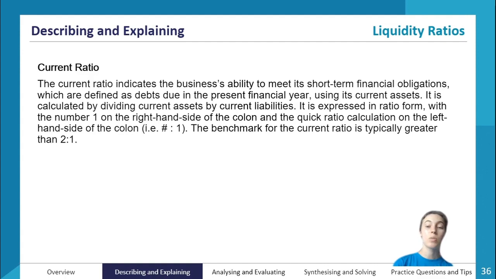The benchmark is typically greater than 2 to 1 for the current ratio. But keep in mind that benchmarks can be really different depending on the industry, because the business's activities are going to really influence what is deemed standard for that industry.